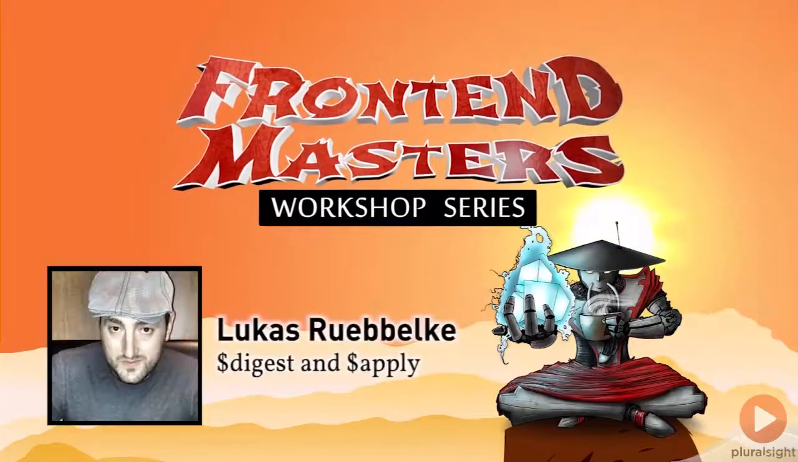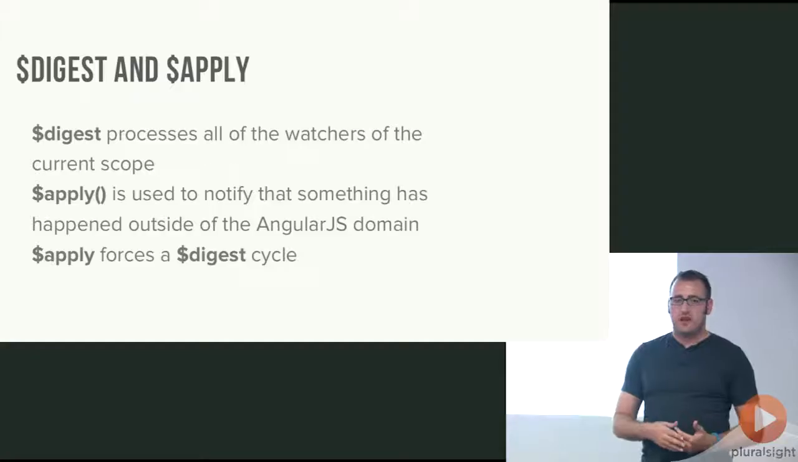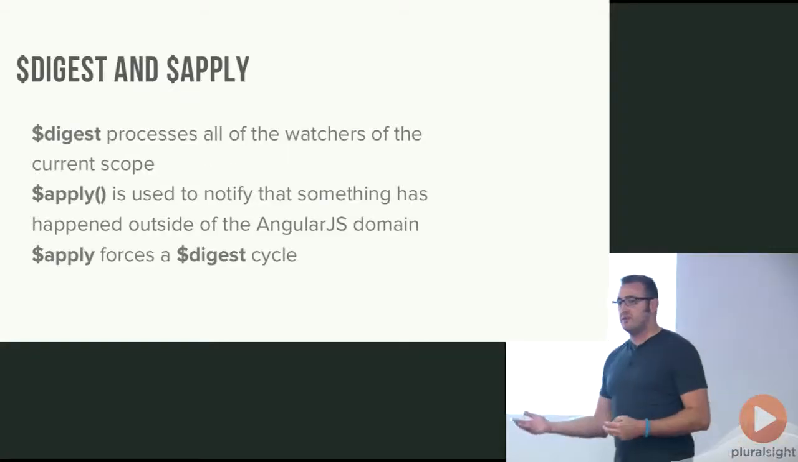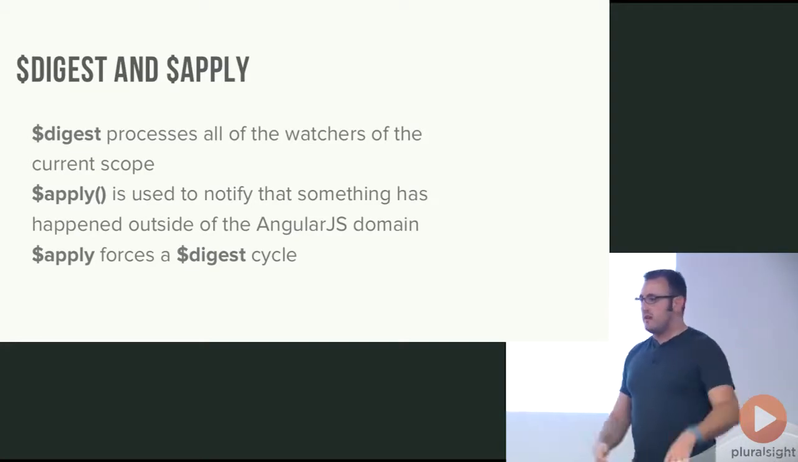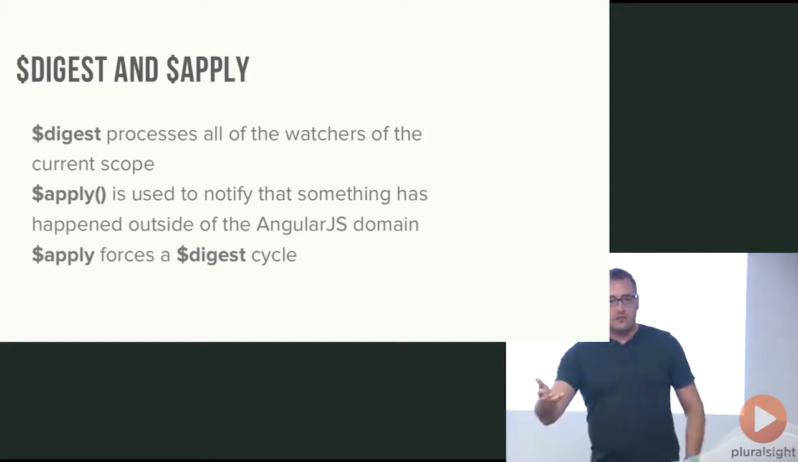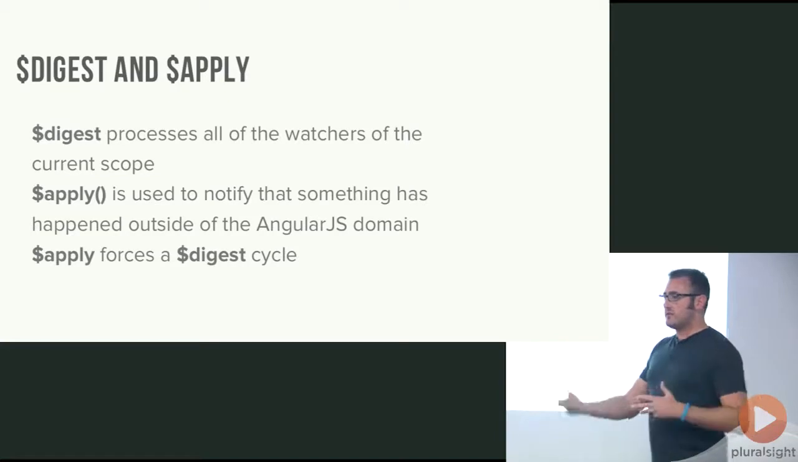When two-way data binding happens or your model changes, how does HTML know? I mean, how does your view know? How does your view model know? How does anything know that something has changed?